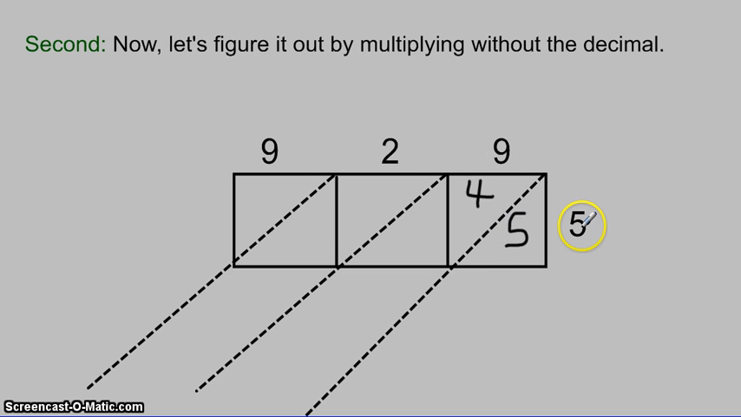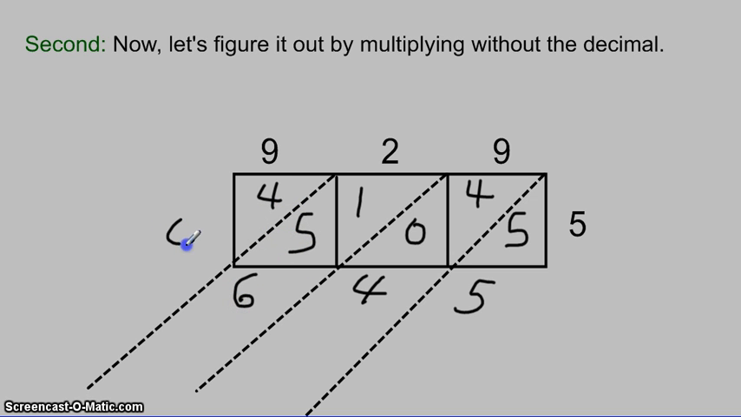Now I'm going to do my 5 times my tens place. 5 times 2 is 10. So I put my 1 in the hundreds and 0 in the tens. And last I'm going to do 5 times 9 is 45. My last step in multiplication with lattice is to add up my columns here. So 5 comes down, 4 plus 0 is 4, 1 plus 5 is 6, and then 4.